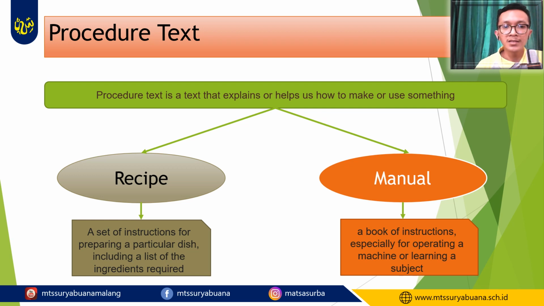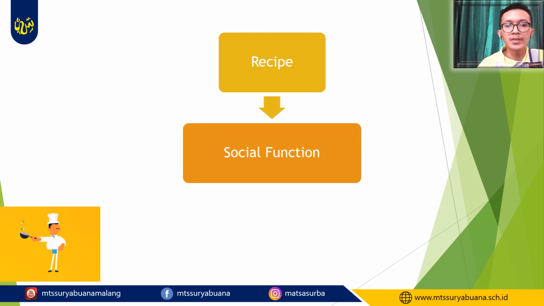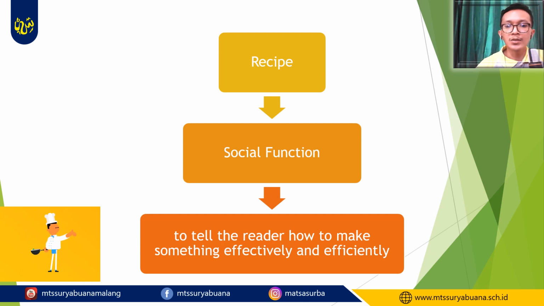But in this meeting, we are focused on recipe only. How about the manual? For the manual, we are going to discuss it in the next meeting. So for today, we only focus on recipe. Okay, the next aspect that you have to learn here is the social function. The social function of the recipe is to tell the reader how to make something effectively and efficiently.